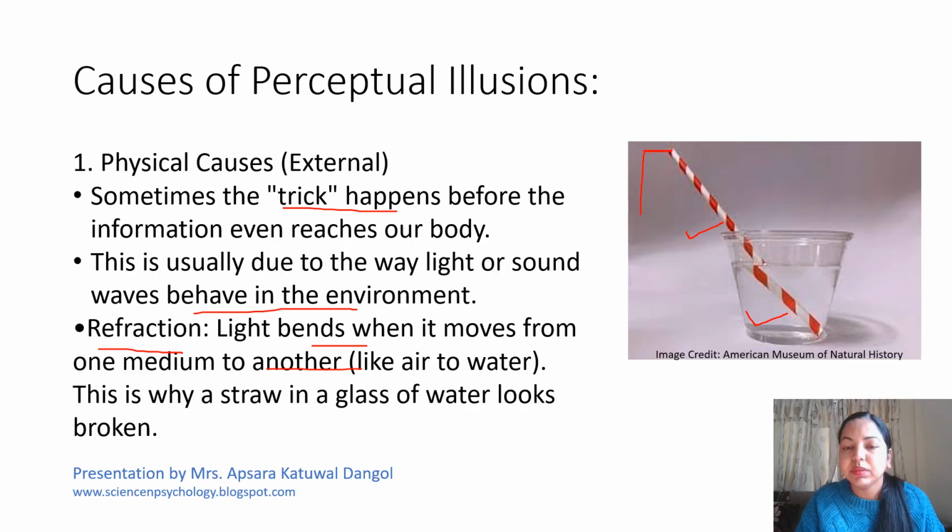While talking about the medium, there are two types here: one is air and the next is water. When light moves from one medium to another, like air to water, it bends, because of which the straw in the glass looks broken, but actually it's not broken. What is happening here? Because of the light, it feels like the straw is broken, but actually it's not. The light bends when it moves from one medium to another medium.